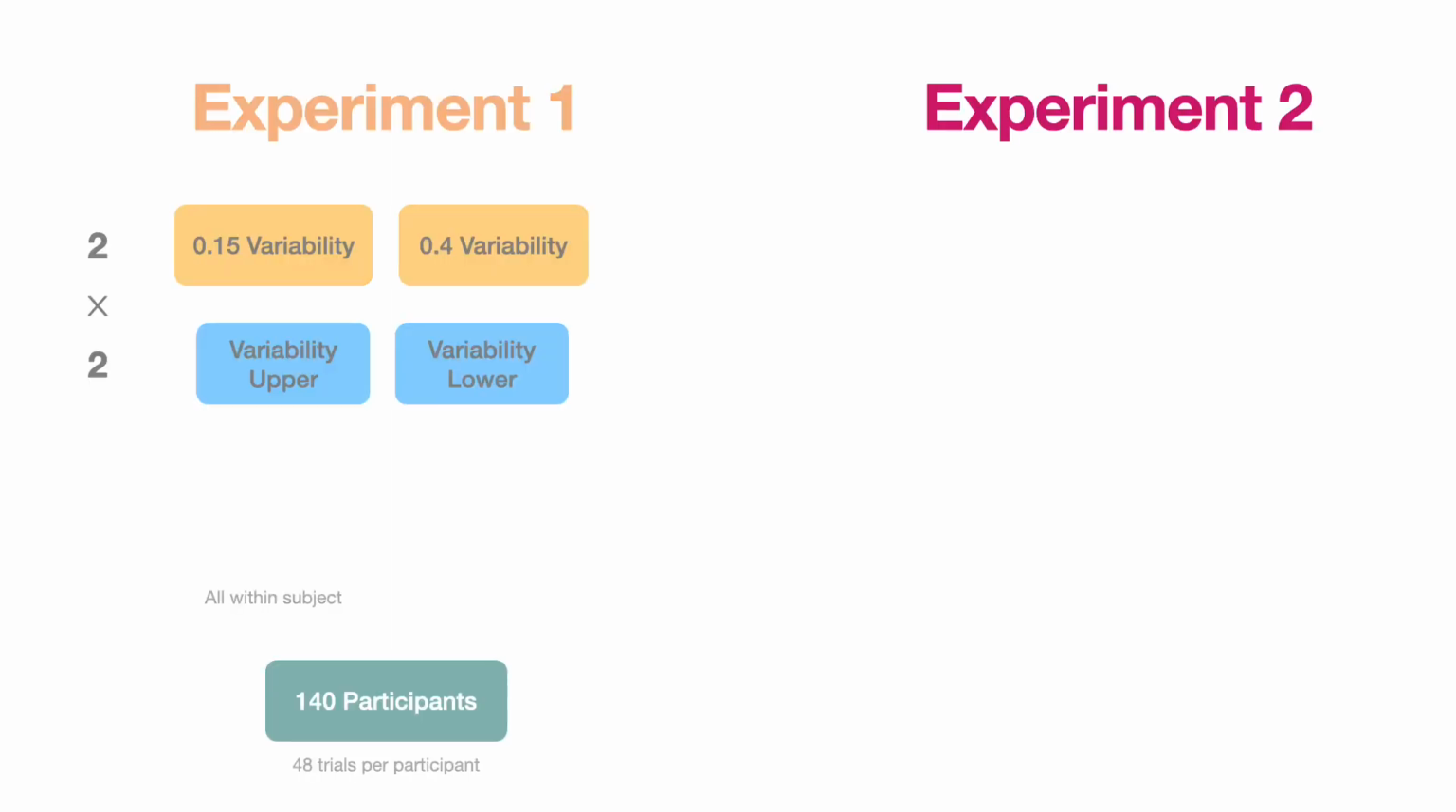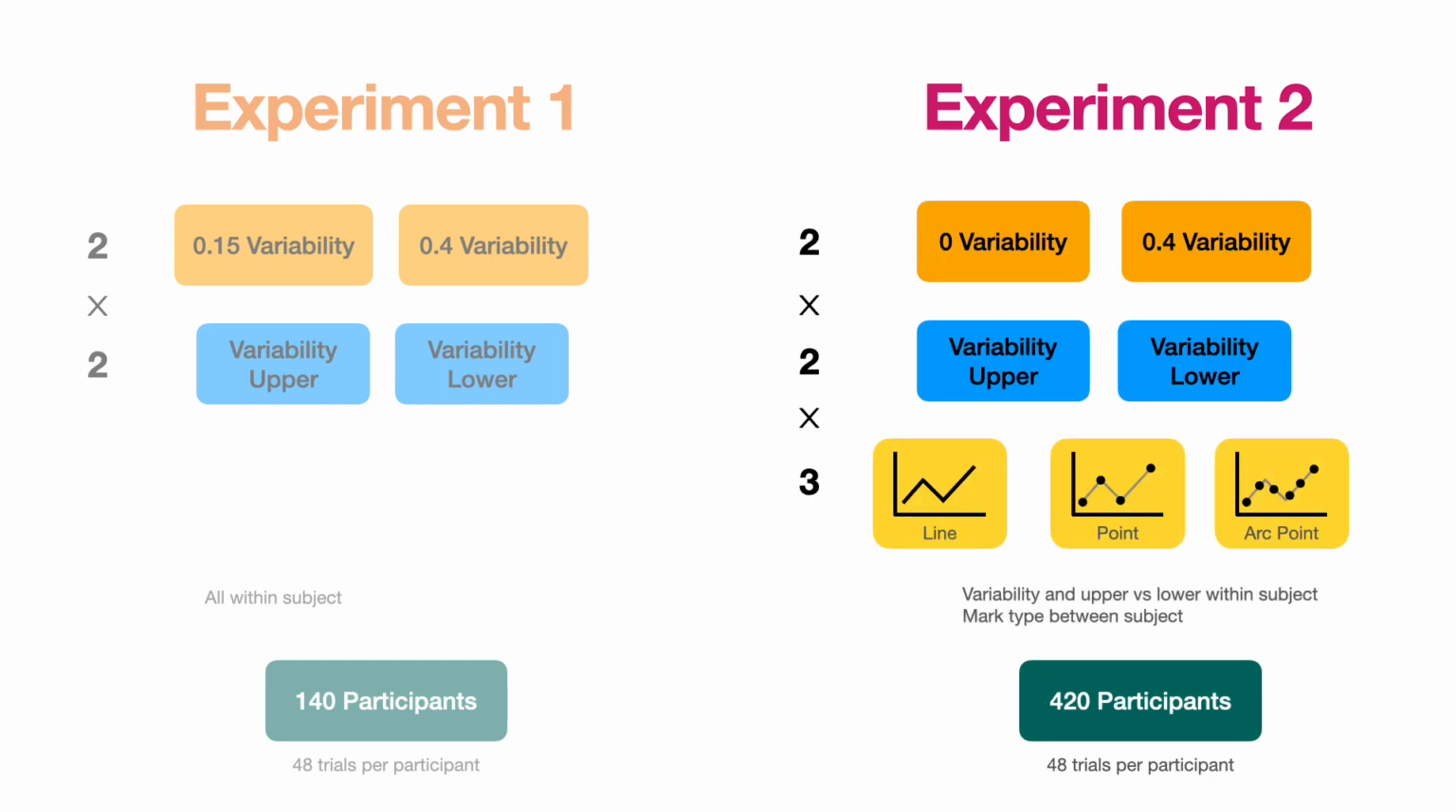In experiment 2, 420 participants saw 48 trials across a 2x2x3 mixed design. For 12 different seeds, they saw a graph without variability and one with variability going from 0 to 0.4, mirrored and unmirrored graphs across 3 different mark types. In the first, we encode the data as line, then as point, and lastly as points, with points sampled along the arc of the line. Note that the average of the points in the last mark is not the true average of the points in the series.